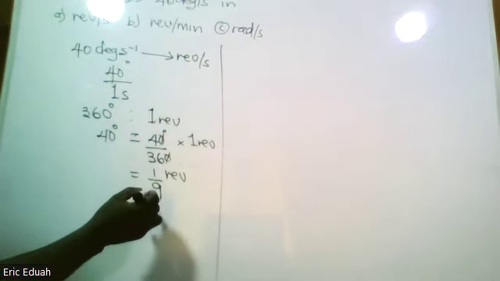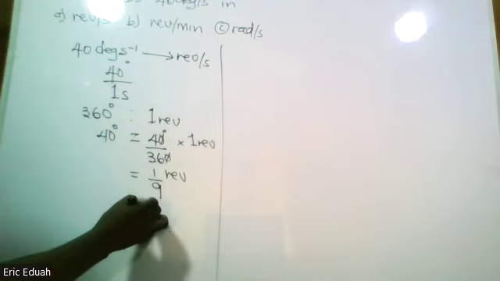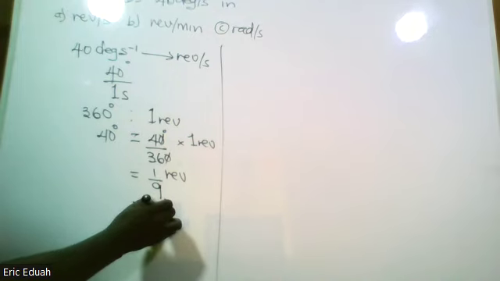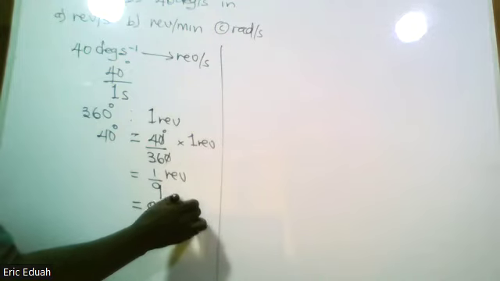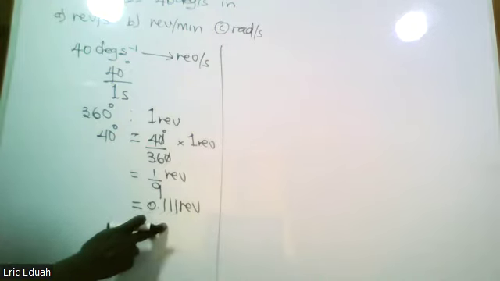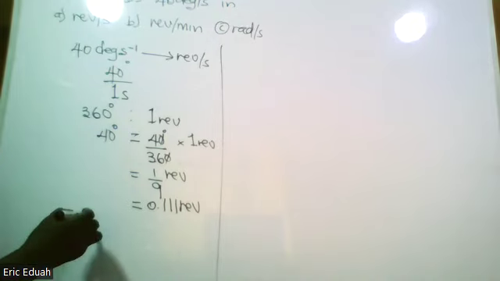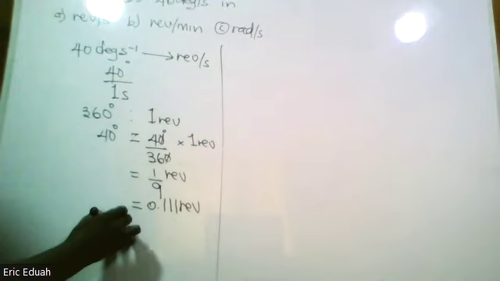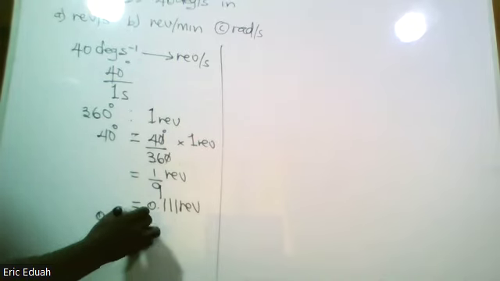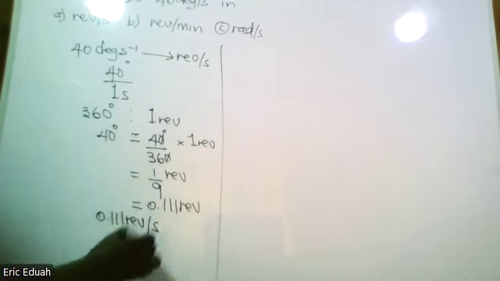And 1 on 9, what is 1 divided by 9? 0.111 revolution, approximately 0.11. Therefore, we have 0.111 rev per second.